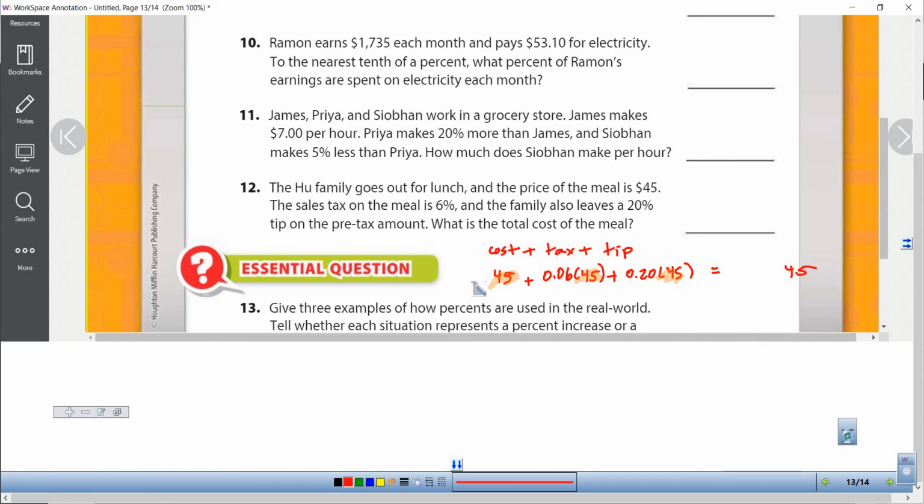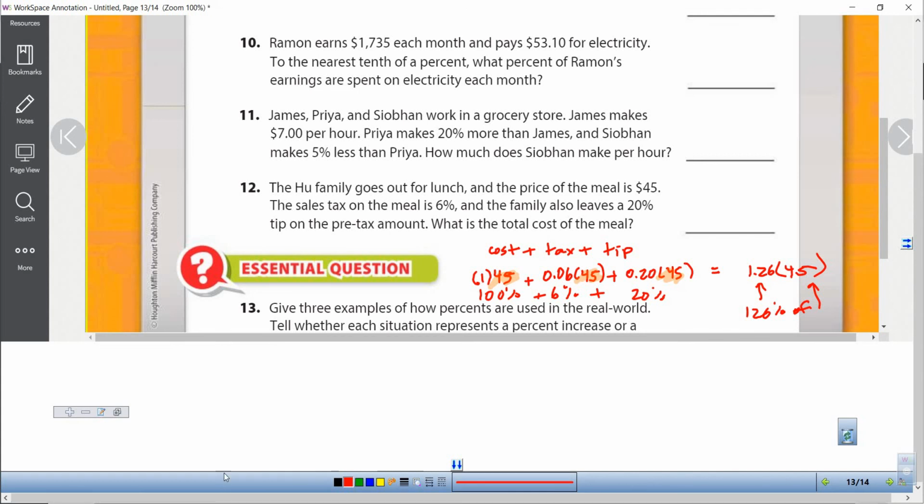If I added those percents, this is 100%, right? So 1 plus 0.06 plus 0.20 is going to give me 1.26, right? Or 126%, because this was 6%, right? This was 20%, and this is 100%. So when you add all those together, you get 126%, right? 126% of 45.